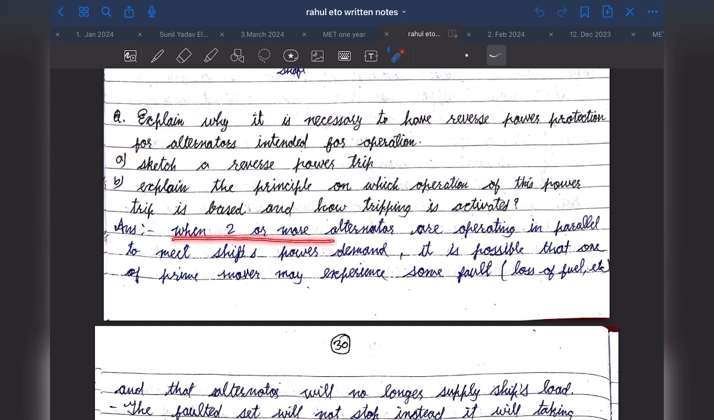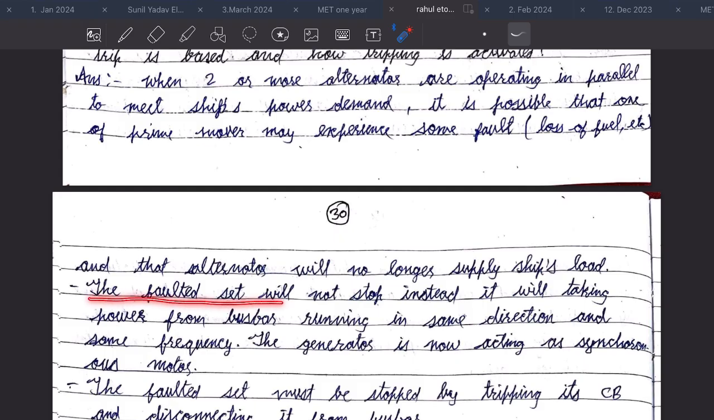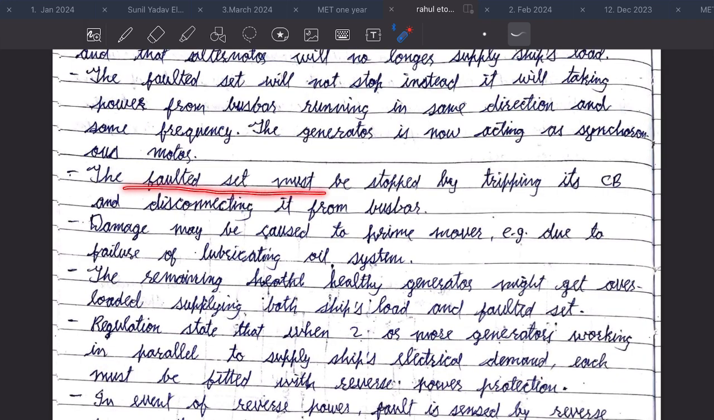When two or more alternators are operating in parallel to meet ship's power demand, it is possible that one of the prime movers may experience some fault, maybe loss of fuel or some other problems, and that alternator will no longer supply ship's load. The faulty generator set will not stop. Instead, it will start taking power from the bus bar running in same direction and same frequency. The generator is now acting as a synchronous motor. The faulted set must be stopped by tripping its circuit breaker and disconnecting it from the bus bar.